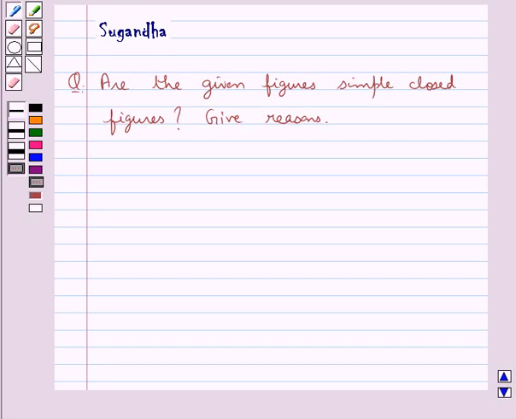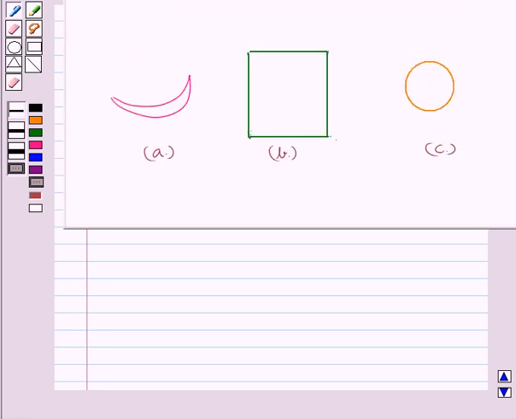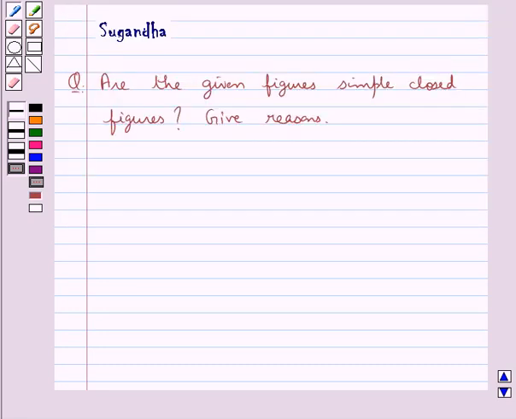In this session, we discuss the following question which says, are the given figures simple closed figures? Give reasons. First of all, let's define a simple closed figure.